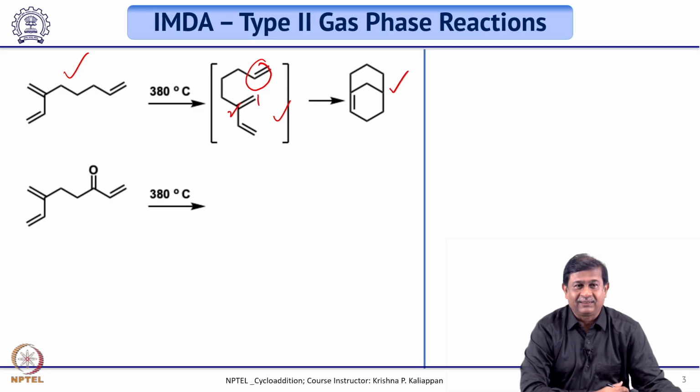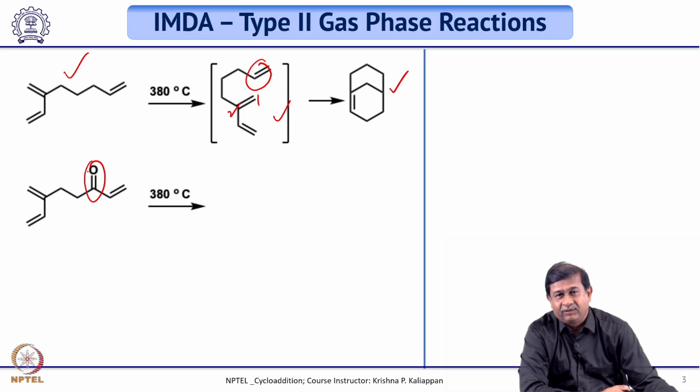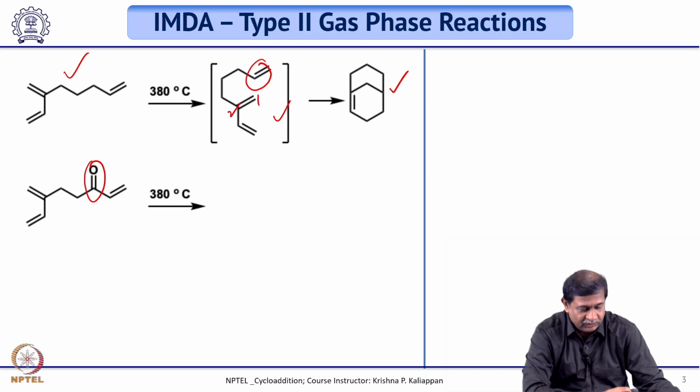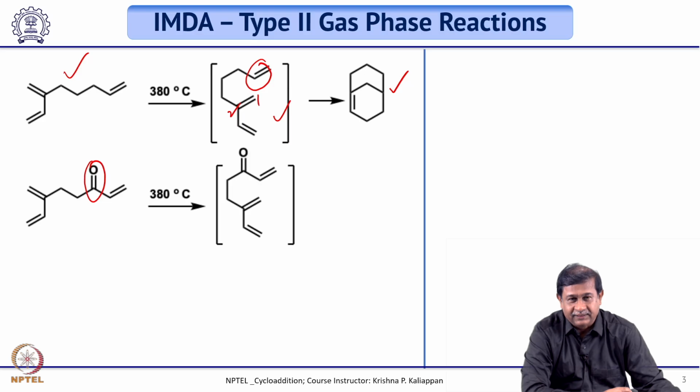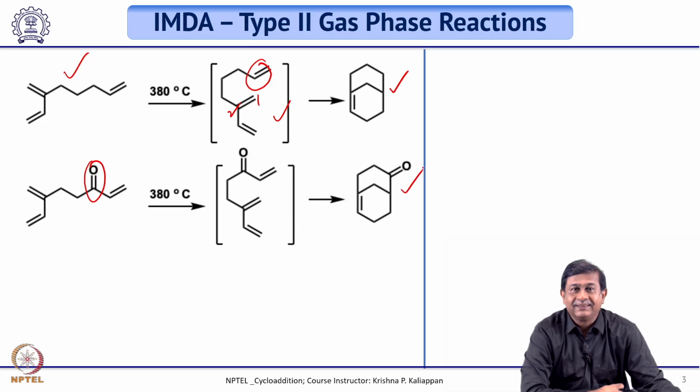And if you have an electron withdrawing substituent, as you know, in any Diels-Alder reaction, particularly a normal Diels-Alder reaction, if you have an electron withdrawing group on the dienophile, the reaction is facile. So when you have an electron withdrawing carbonyl group, this can undergo an intramolecular type 2 Diels-Alder reaction to give this bicyclic compound.